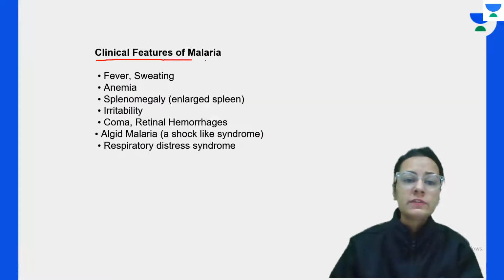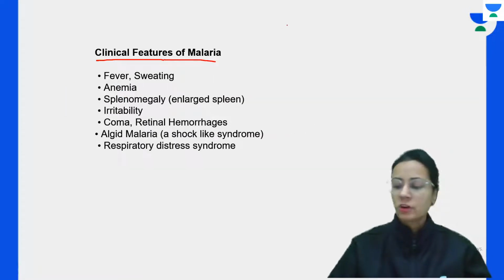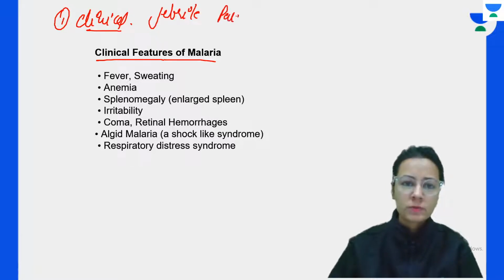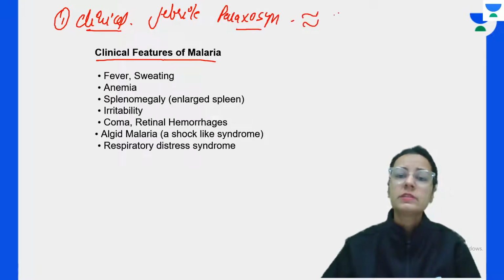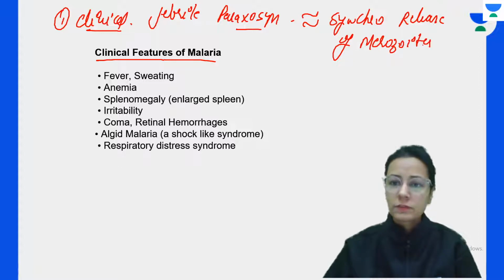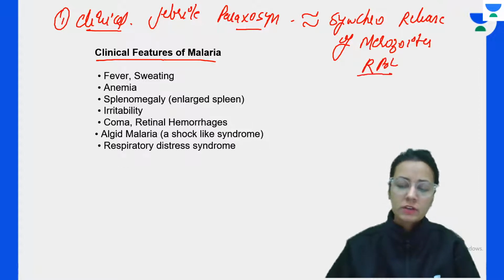What are the clinical features of malaria? Now, when we talk about the clinical features of malaria, first is the febrile paroxysm. This is released along with the synchronous release of the merozoites from the RBCs. All right, and what is the incubation period?